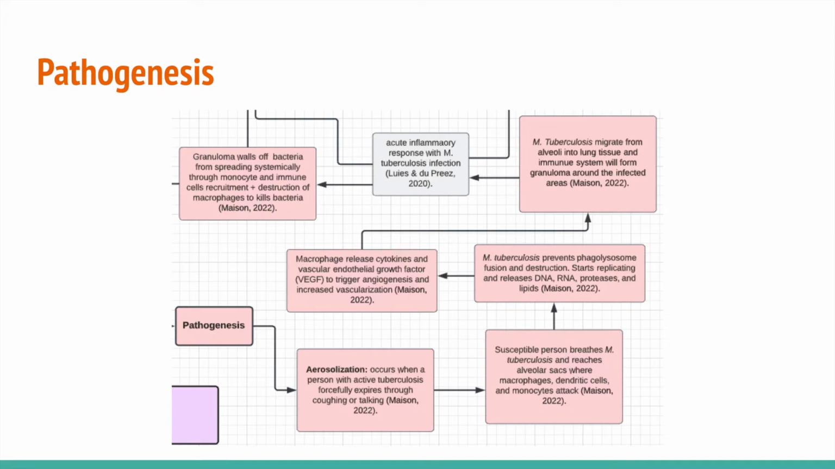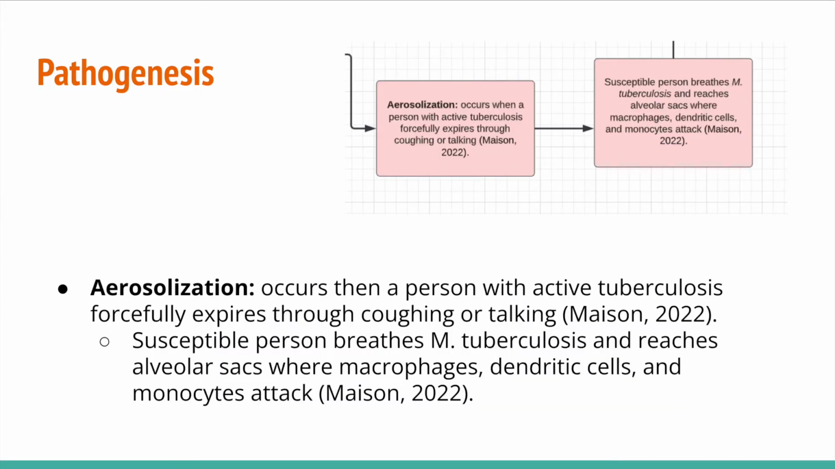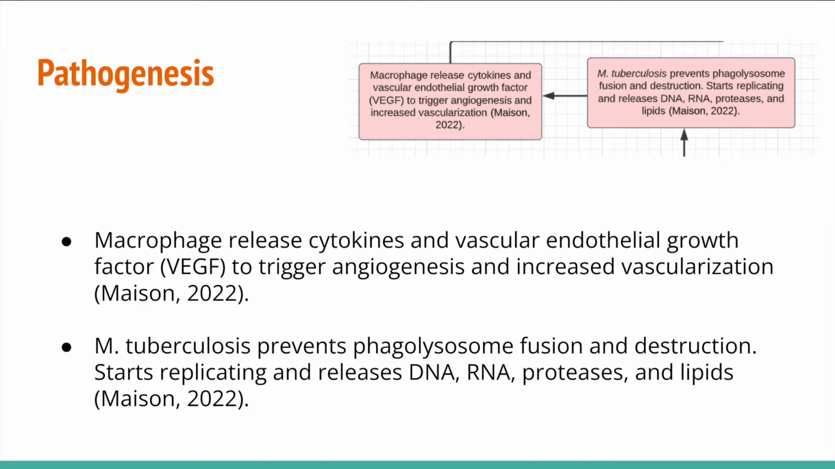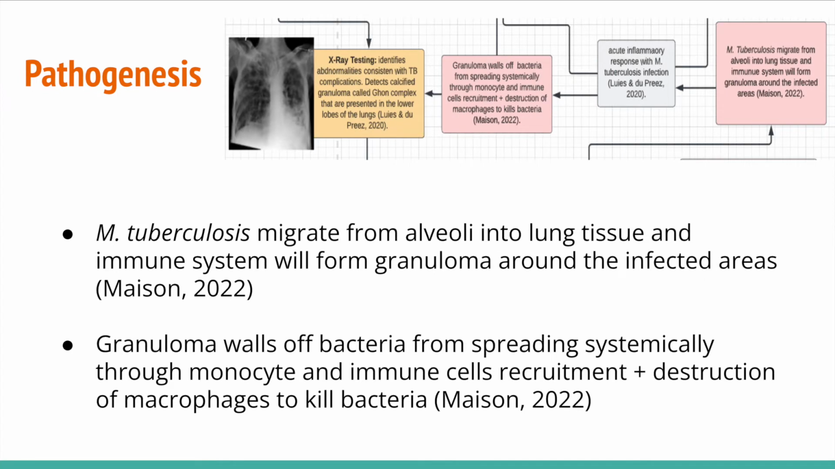The pathogenesis starts with aerosolization, where a person with active TB expires through coughing or talking, and a susceptible person breathes the particles. The immune system response and macrophages trigger angiogenesis and increase vascularization as it recruits more immune cells. The bacteria itself prevents being eaten and destroyed as it starts replicating and spreading more in the lungs. M. tuberculosis then migrates from the alveoli to the lung tissue, and the immune system forms granulomas around the infected areas. This helps the bacteria from spreading systemically as the immune cells destroy the bacteria from the inside. These granulomas are seen as Ghon complexes on an X-ray.